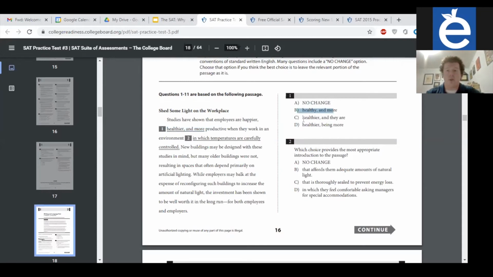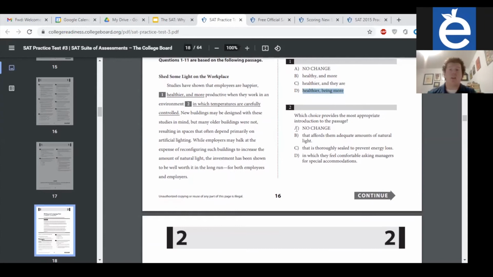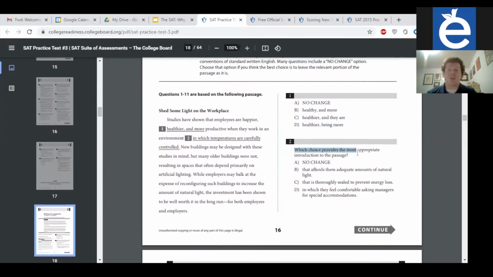We've got healthy and more, healthier, and they are, healthier being more. So punctuation, sentence structure maybe, but it's probably a rules-based question. Moving on to number 2. Which choice provides the most appropriate introduction to the passage?